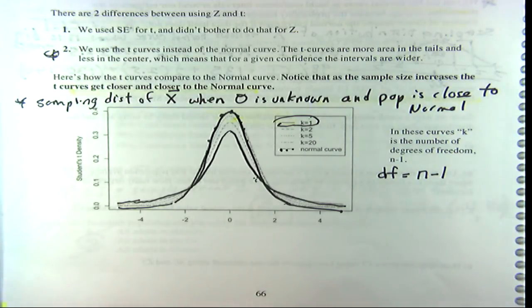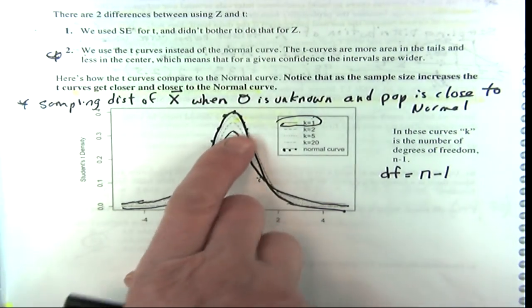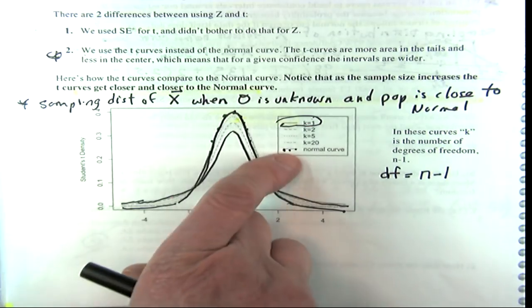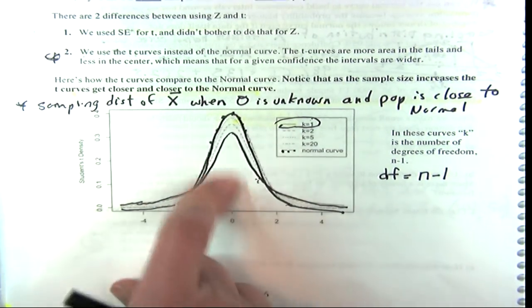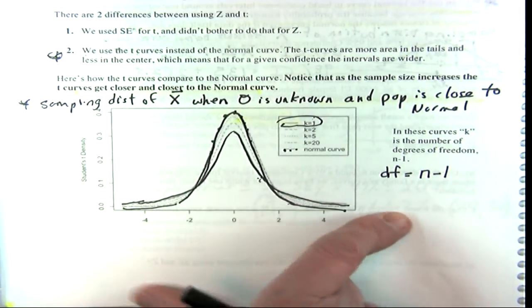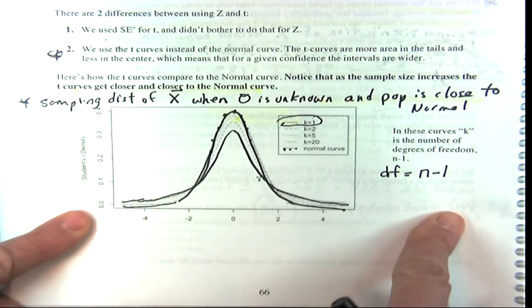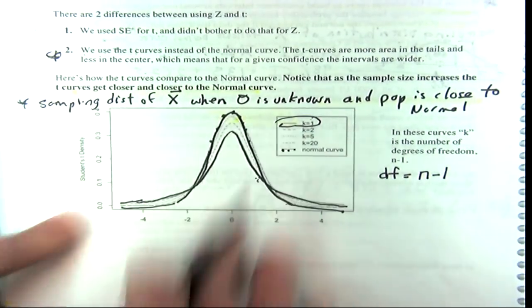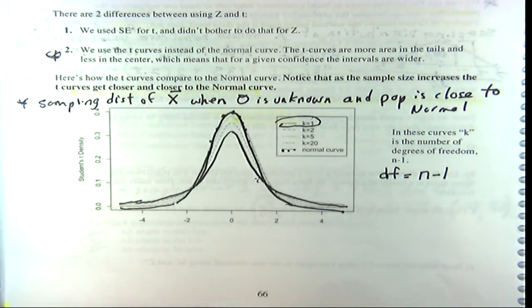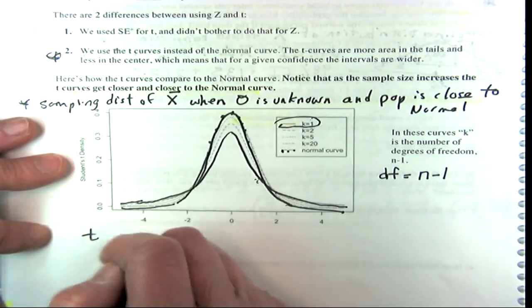So basically, when n becomes large, by the time it's 25, it's very, very close to the normal curve, especially in this range. If you're interested in way out on the tails, then there will be a difference. But in the middle of the curve, it doesn't really make any difference. Okay? So T has fatter tails.